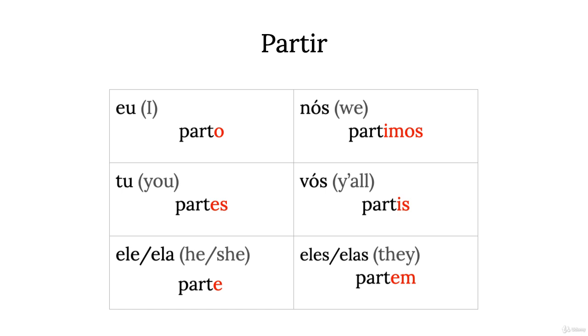So here we have partir, to leave or to break, as said before. This is a regular verb example. Eu parto, tu partes. Ele, ela parte. Nós partimos. Vós partis. Eles, elas partem. Okay? So this will be the formula for all regular verbs ending with IR. Let's see another example.